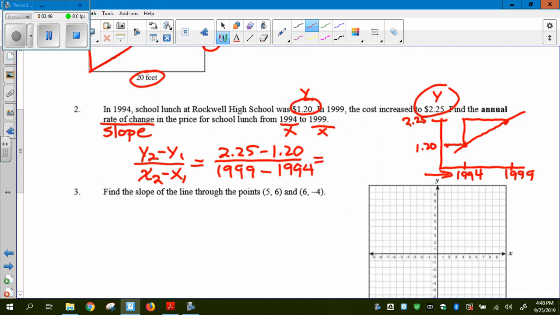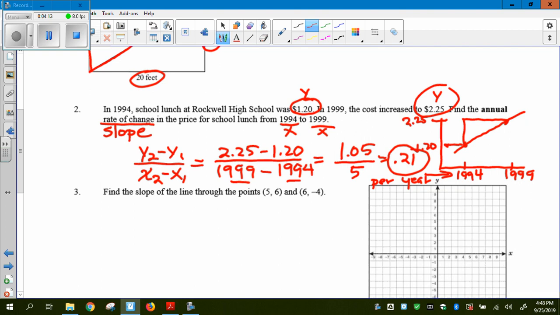And that gives me $1.05. My change in price is $1.05, and that occurs over 5 years, what I get when I subtract the years. And if you want to simplify that a little more, you can. What that means, $1.05 divided by 5, is a 21 cents per year increase.